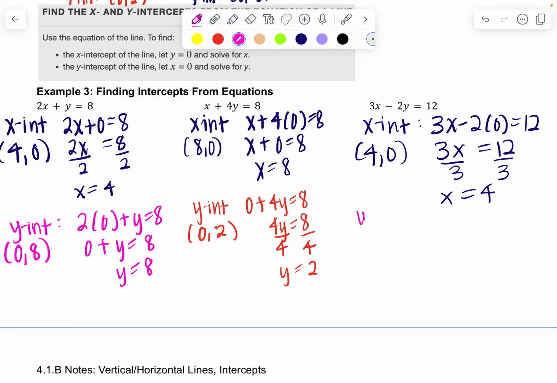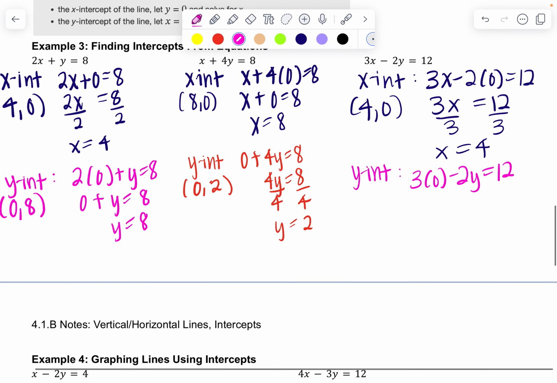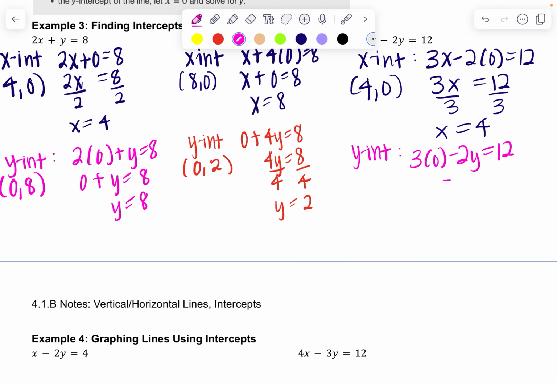The y-intercept then, 3 times 0 minus 2y is 12. Well, 3 times 0 is 0. So negative 2y is 12. Dividing by negative 2, I get the y-intercept is at negative 6. So (0, -6).